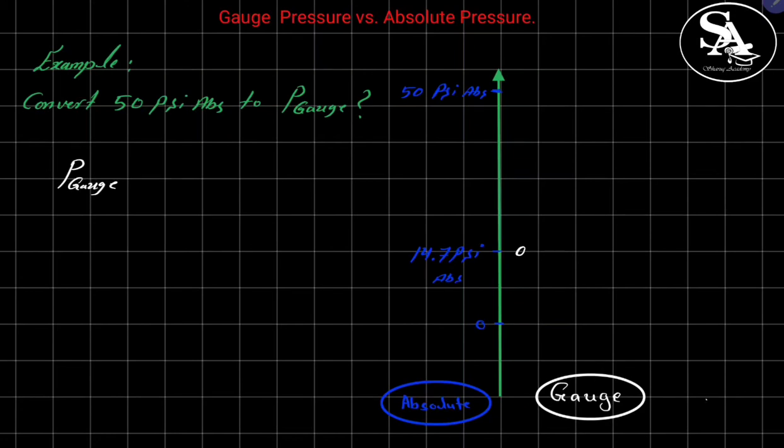Our gauge pressure equals 50 psi minus 14.7 psi. That will equal 35.3 psi gauge.